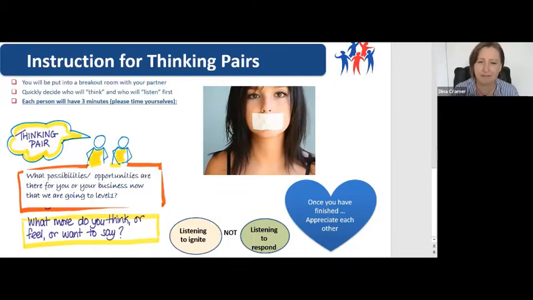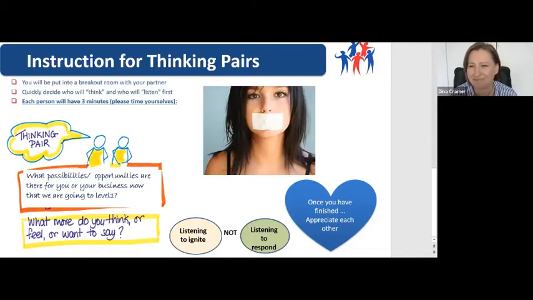If by some miracle they finish before 3 minutes, because we're going to be giving you 3 minutes, then you can ask them the second question, which is, what more do you think or feel or want to say? And please ask this question and only this question. Even if you think you've got a much better question to ask, please just ask this question, because this question deepens the thinking. So we're going to give you a chance to go into a breakout room and experience this palpability of attention.